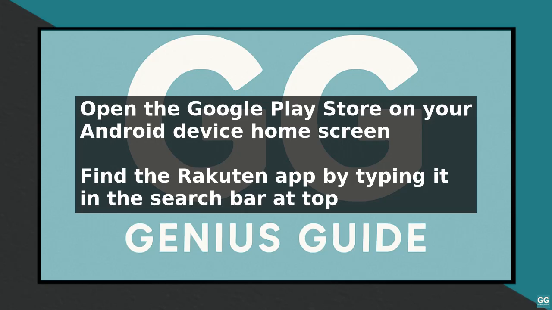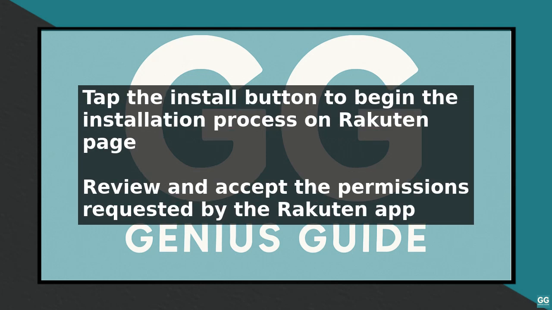On the Rakuten app page, you will see an Install button. Tap this button to begin the installation process. You may be prompted to allow the app certain permissions, such as access to your location or device information. Review these permissions and tap Accept if you are comfortable with them.